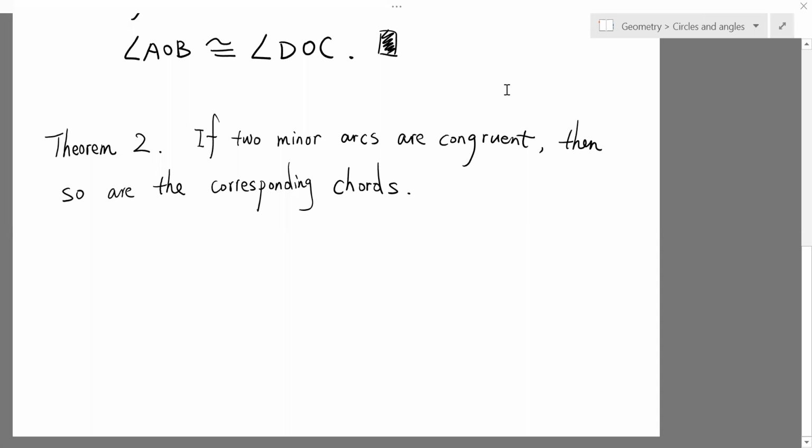Now, as an exercise, you could try to work on the following theorem, Theorem 2, which is, in fact, the converse of Theorem 1. It says that if two minor arcs are congruent, then so are the corresponding chords. Also, you could try to prove the following theorem, which is going to be quite useful in our subsequent development of the relation between angles and the measure of arcs on a circle over here.